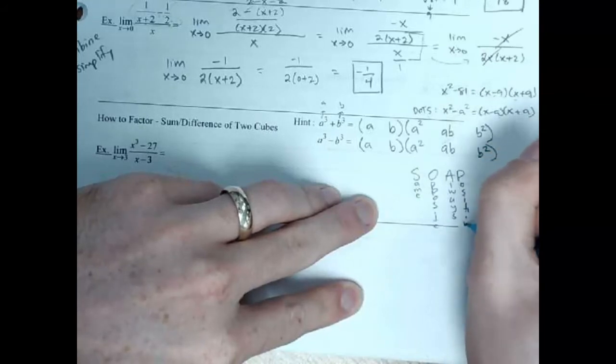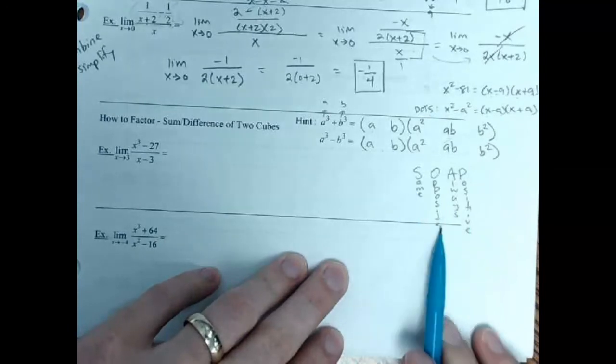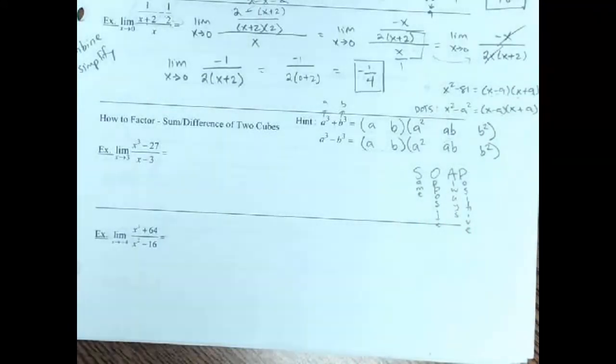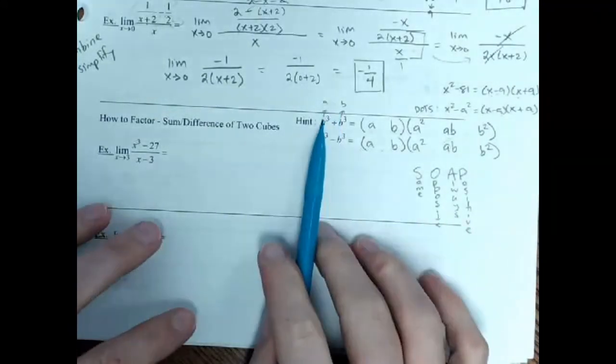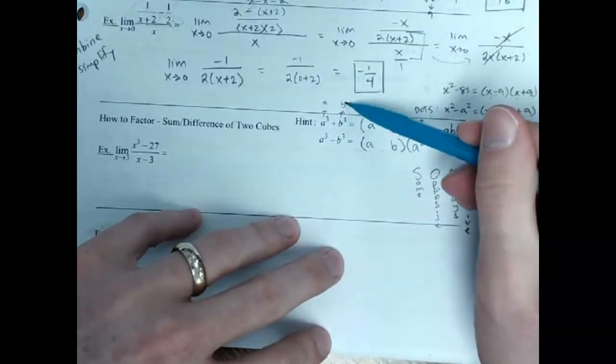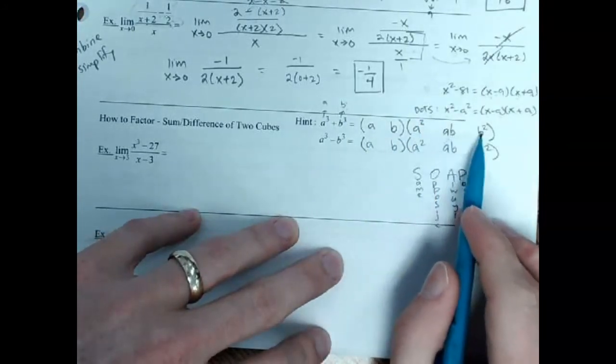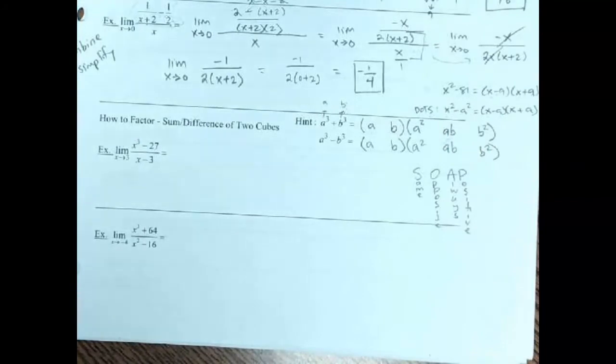Oops. So SOAP for the signs: same, opposite, always positive. When I'm factoring either a sum or a difference of two cubes, you have to identify what the cube roots are. Then you can put those terms in, right? A, B, A, B, B, B. And then it's SOAP for the signs.